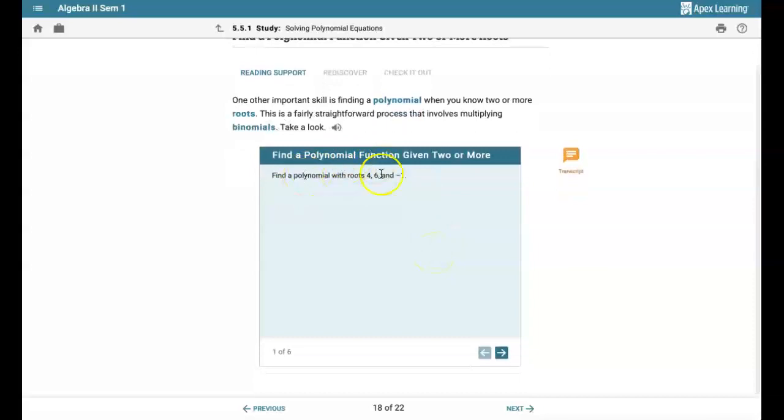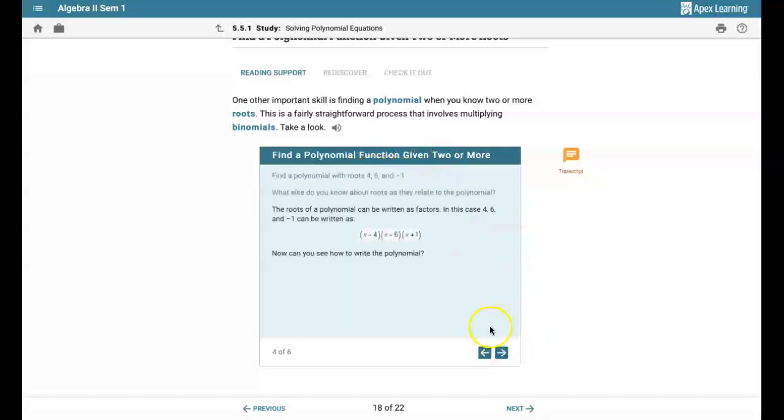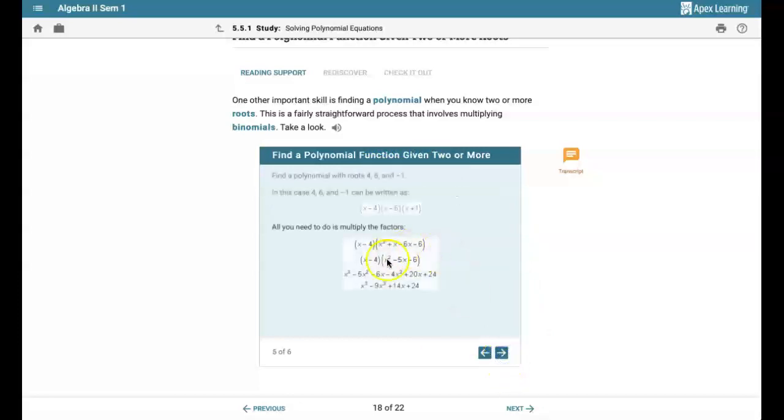All right, so find a polynomial with those 3 roots. Okay, so if it's got 3 roots, okay, then that means the degree has to be 3. All right, and we also know that this means that they have to all be set equal to 0, right? So what we can do then is multiply these out, right? So there we go. That would be an example of a function.